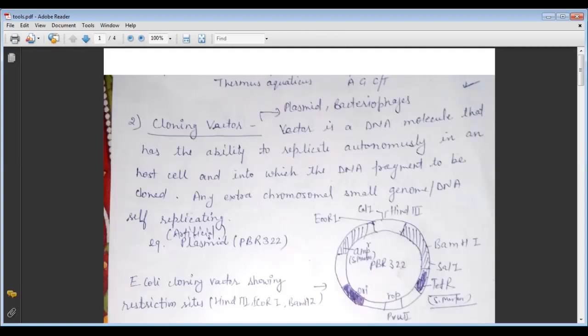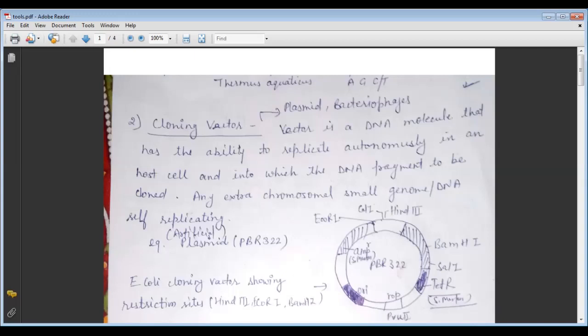And now, today we are going to start the cloning vector, the second tool of recombinant DNA. As we know, recombinant DNA technology is used to produce recombinant DNA, which is made by combining different fragments of DNA, as we have already discussed, and the DNA fragments are derived from different sources.